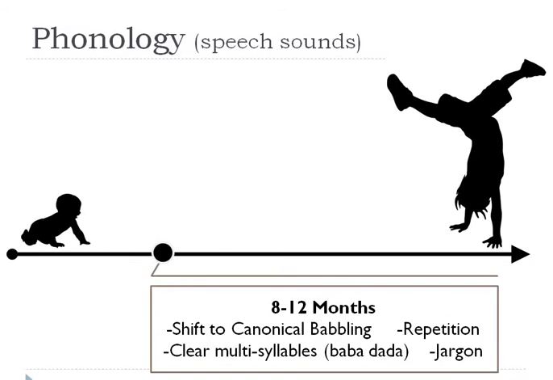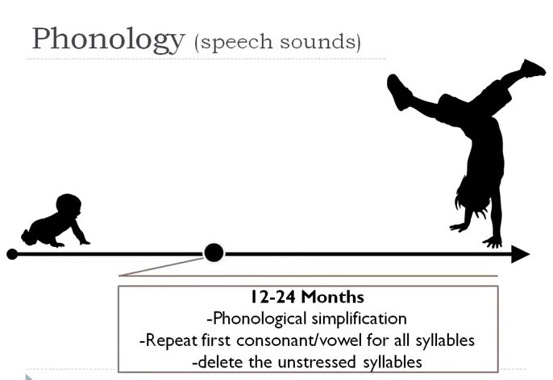After babbling, about 8 to 12 months in, we shift to canonical babbling, which could be described as repetition. There are clear multi-syllables, baba, dada, and so on. And the child keeps repeating these phrases again and again. They're not a one-off. They come around. Sometimes this is referred to as jargon because they seem like real words, and sometimes almost words are infused with random sounds so that we have a near sentence, but not really.